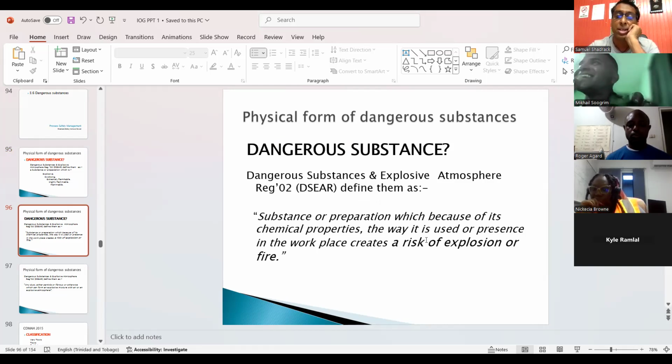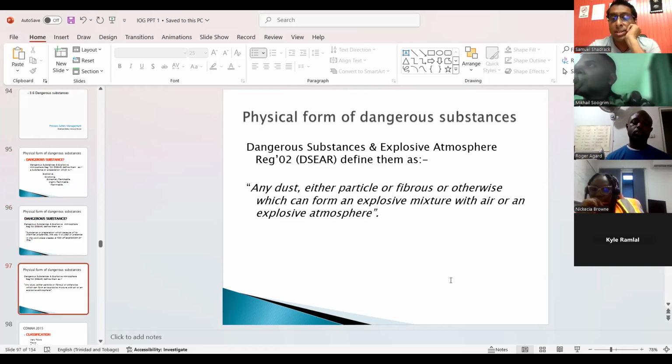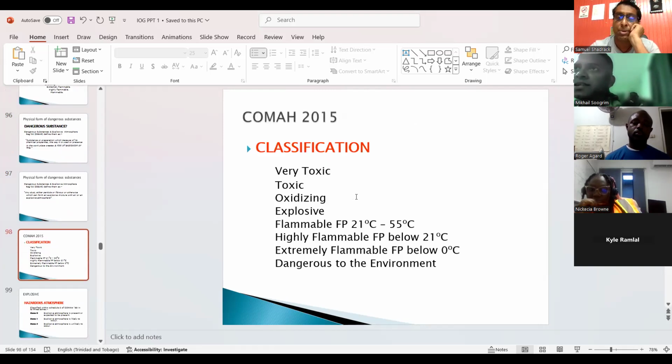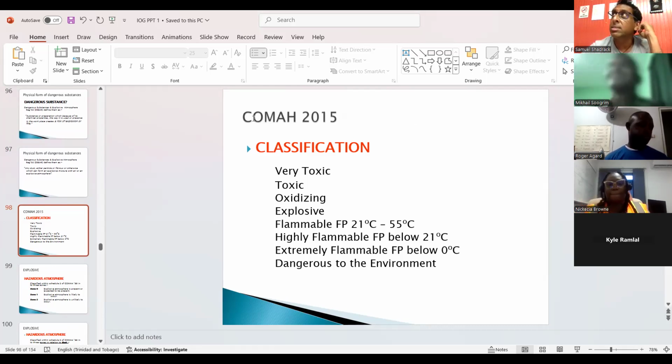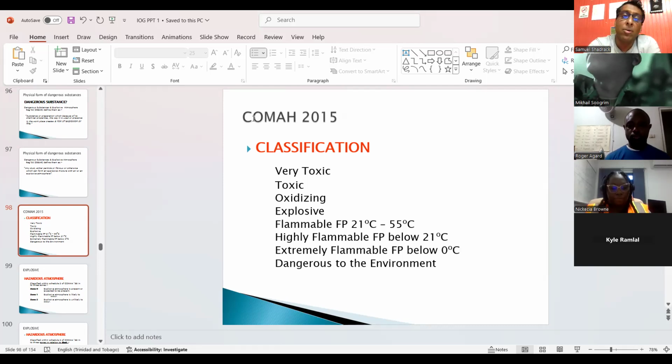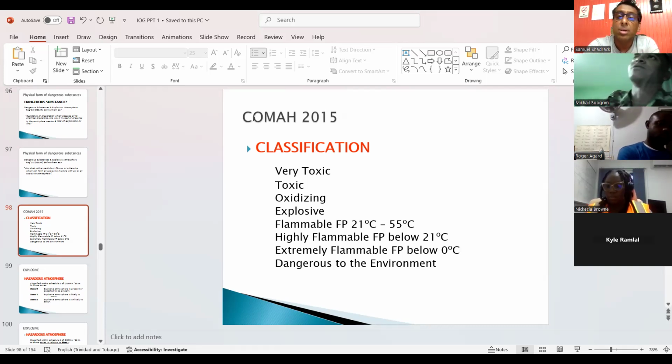A substance is a preparation which, because of its chemical properties, the way it is used or its presence in the workplace, creates a risk of explosion or fire. Any dust, either particle or fibrous or otherwise, which can form an explosive mixture with air. This acronym here, I don't know if you want to take it down as yet. This is the acronym for the law: COMAH, the Control of Major Accident Hazards Regulations 2015, right? And that law also classified what is a toxic substance.